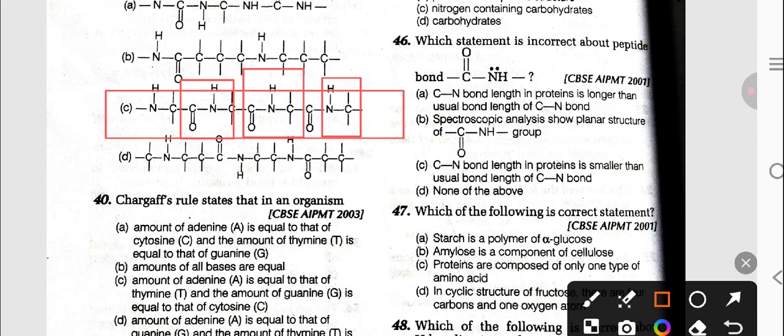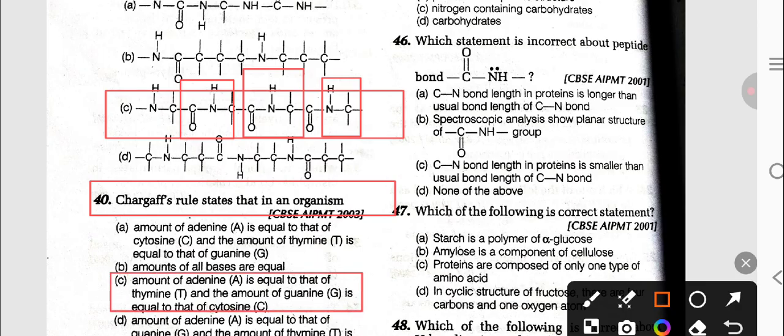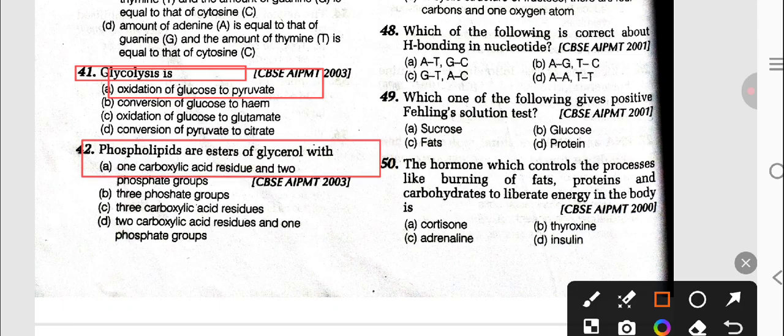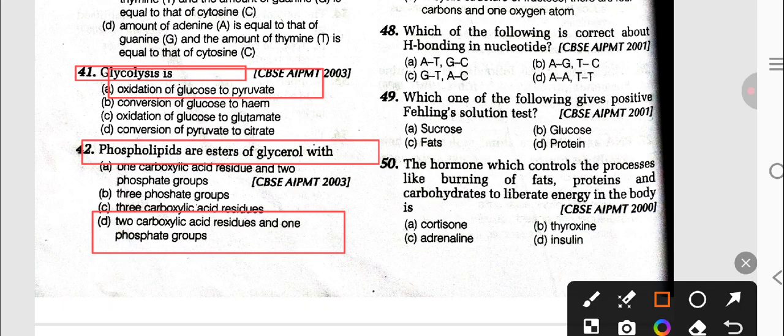Next, Chargaff's rule states that in an organism, the amount of adenine is equal to that of thymine and the amount of guanine is equal to that of cytosine. Glycolysis is the oxidation of glucose to produce pyruvate. Phospholipids are esters of glycerol with two carboxylic acid residues and one phosphate group.